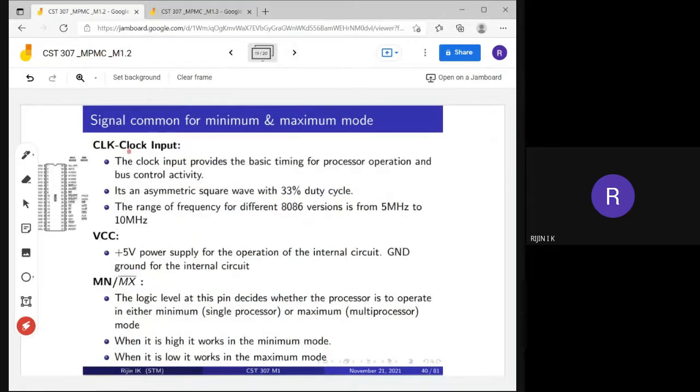Then next is clock. Clock, you all know that. For providing the clock signal, clock input, we will use clock. Okay, the clock input provides the basic timing for processor operation and bus control activity. Okay, so that is clock.